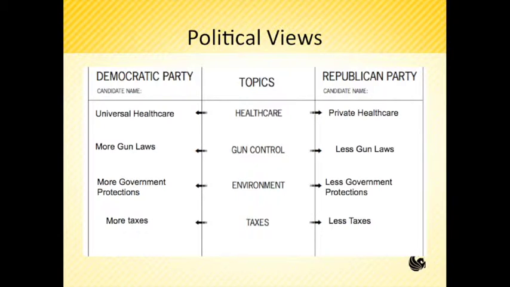The Republican side, you look at, they would want private health care, so people buying their own health care. Less gun control laws, so less regulation on guns. Less government protections, less enforcing protections for the environment. So that would cost less money. So they would want less money in taxes.